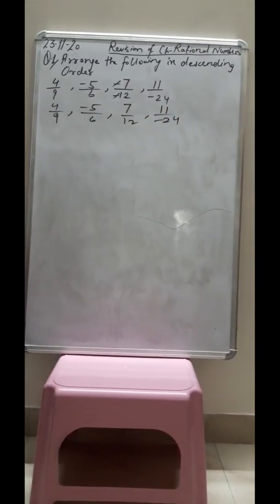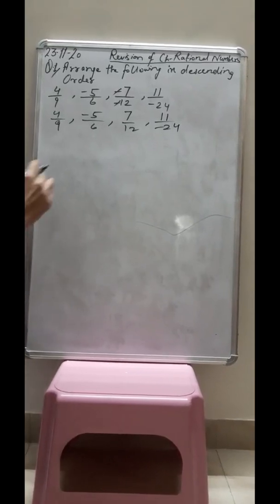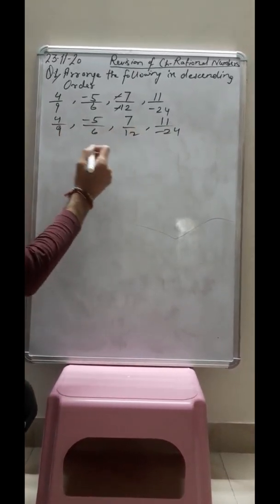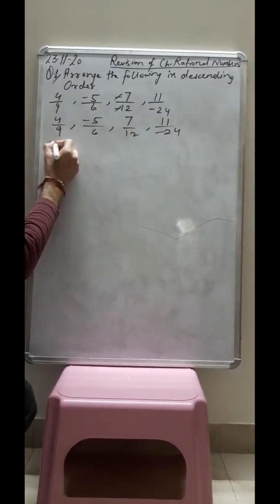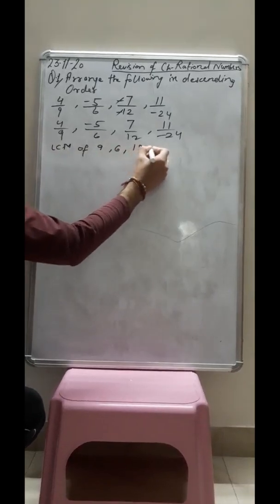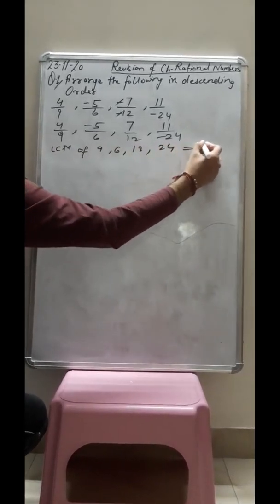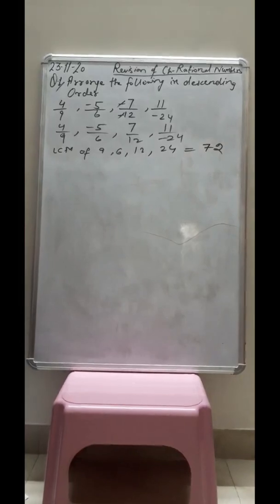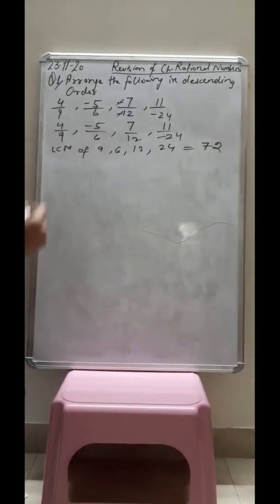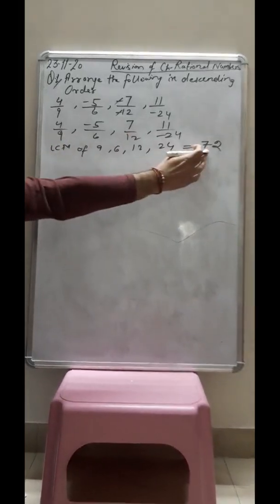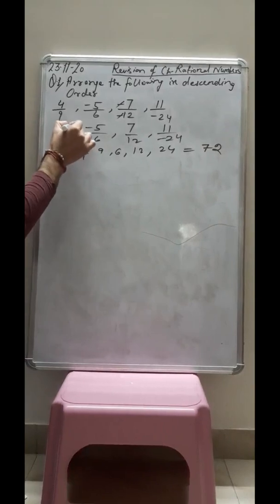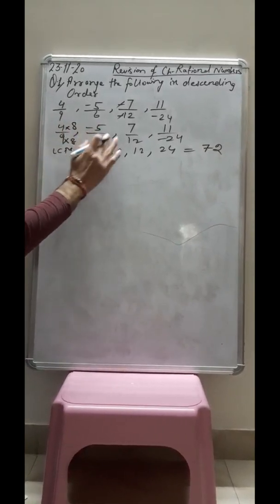So now here we are going to take the LCM of the denominators 9, 6, 12 and 24. So the LCM of 9, 6, 12 and 24 is 72. So the LCM of this denominator is 72. So now denominator is 72. We have to make the denominator. So here we have to multiply by 8. Here also 8. It is 6.